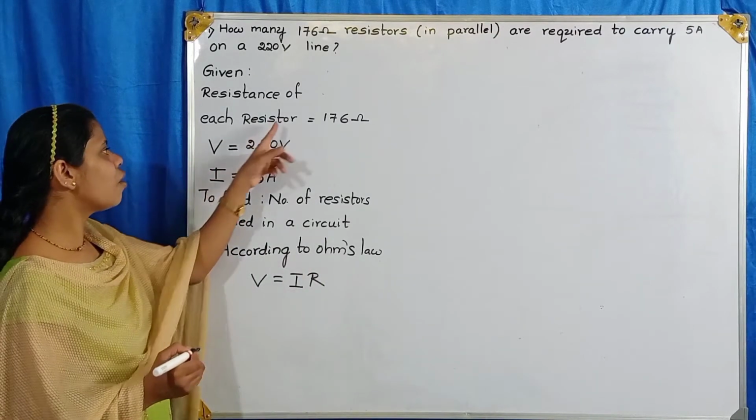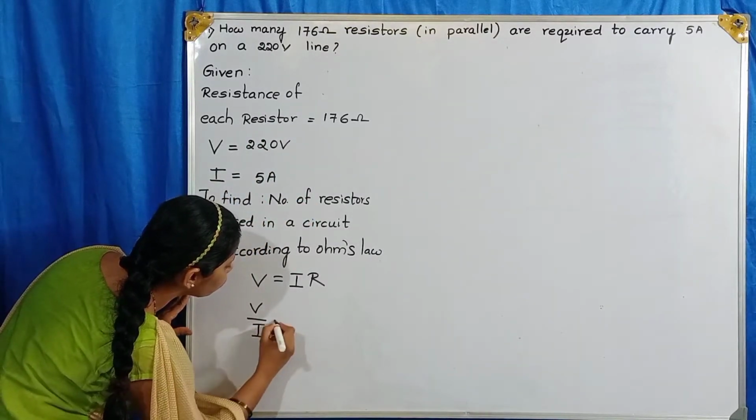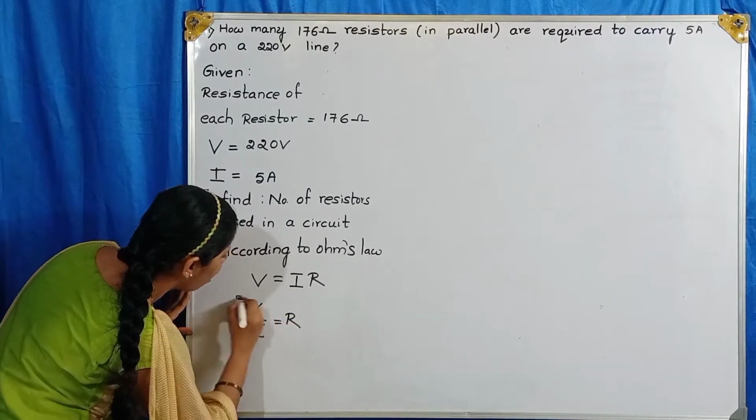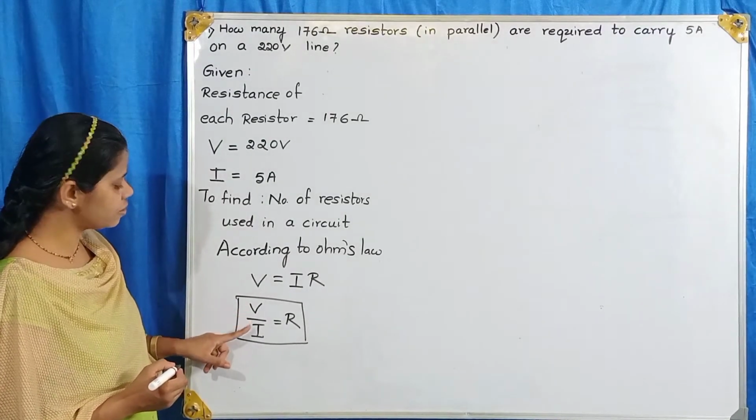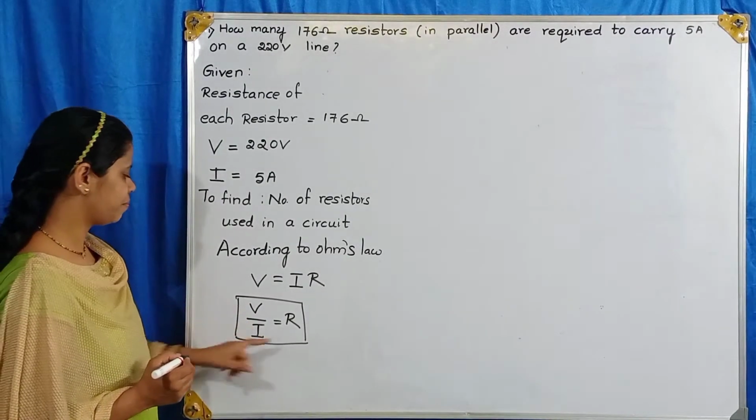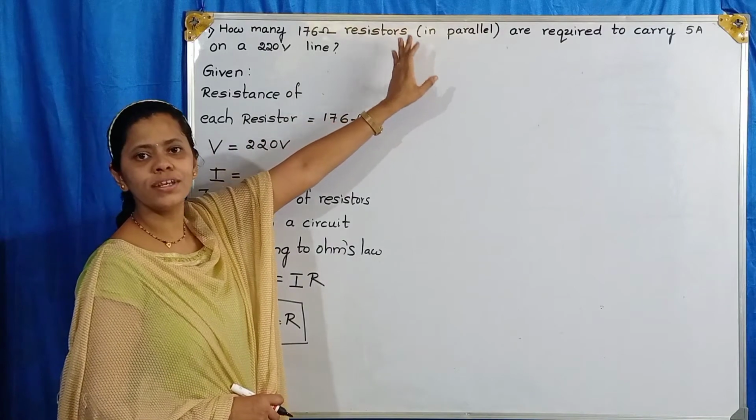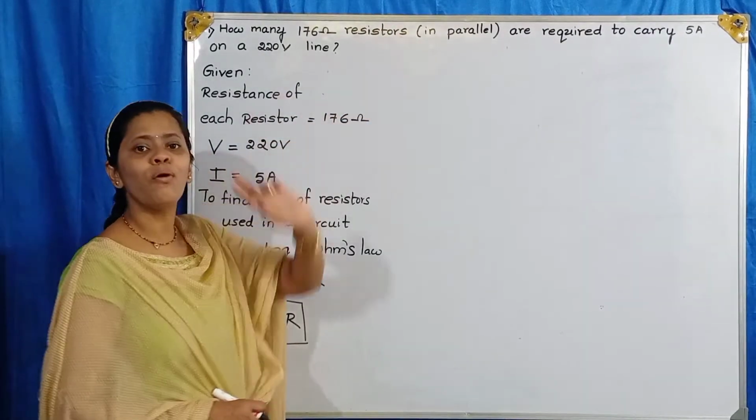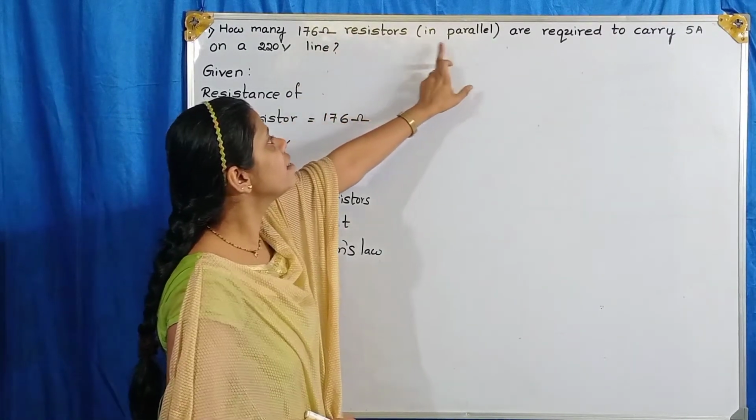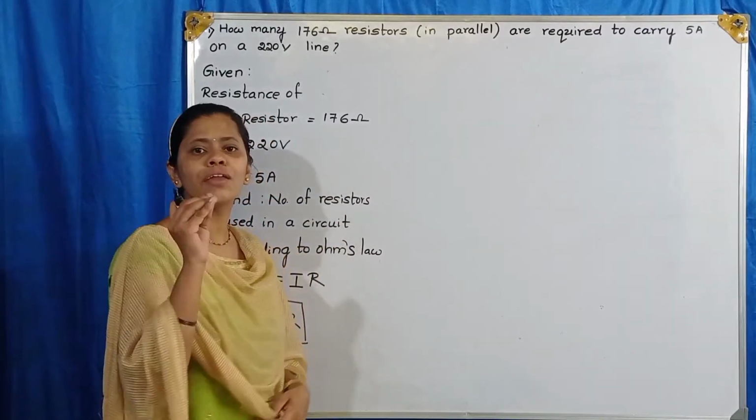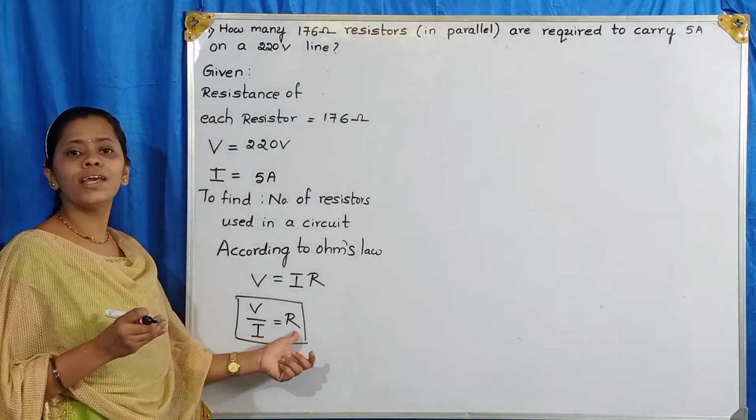We have to find out the number of resistors, isn't it? That is V by I is equal to R. Here R represents the resistance, V represents the potential difference and I represents the current. Now see here, from the question only we can come to the conclusion that they have used more than one resistor. 176 ohm resistors are connected in parallel. Means we have to find out the equivalent resistance.